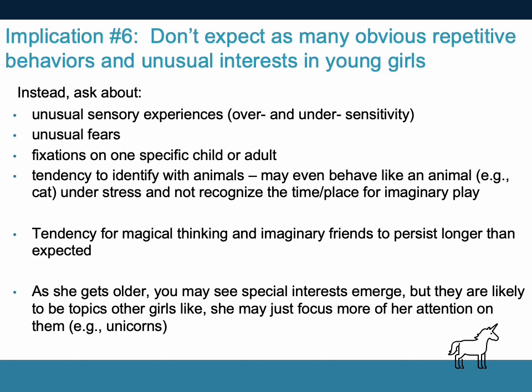So the animals that I am hearing about clinically, purely anecdotal, are a lot of horses, unicorns, and cats. Could be other animals, of course, and it's very interesting to consider: does that mean that animals could be a fruitful therapeutic agent for many girls on the spectrum? I would argue quite possibly yes, and particularly anything that encourages that kind of interest is something you want to capitalize on in intervention. So instead of looking for lining up toys, we might want to think about things like a tendency for magical thinking and imaginary friends, and for those things to last longer across development than you might expect.